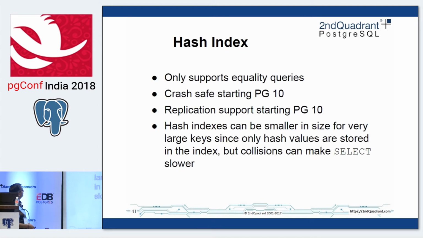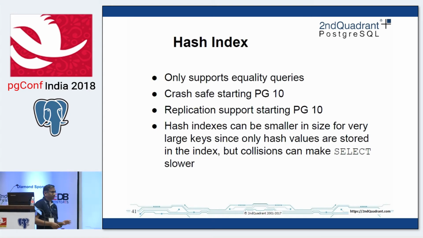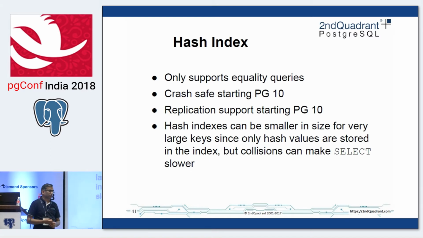Hash indexes were improved quite a lot recently in PG10, because they are now both crash safe and can be replicated correctly. Earlier, hash indexes were supported in Postgres for quite a long time, but because they were not crash safe, I think hardly anyone used them. Hash indexes can be much smaller than B-tree indexes because instead of storing the index value, you just store the hash of that particular value.